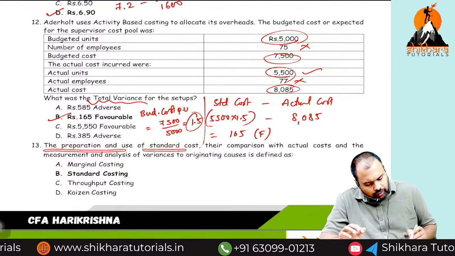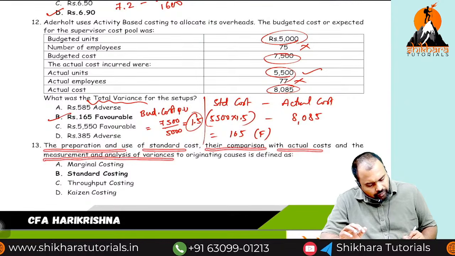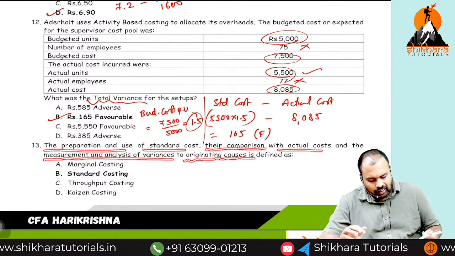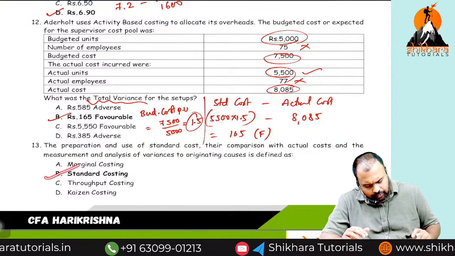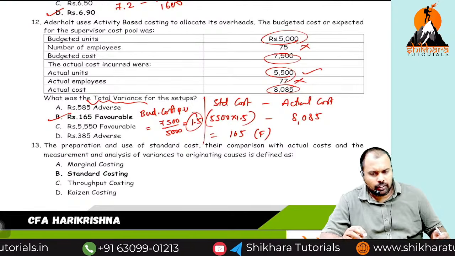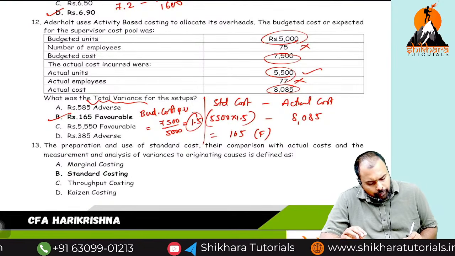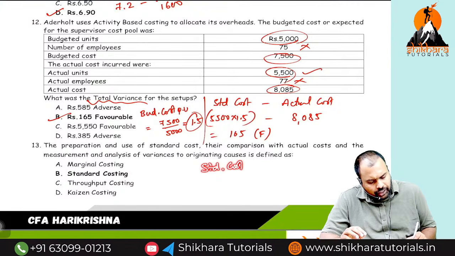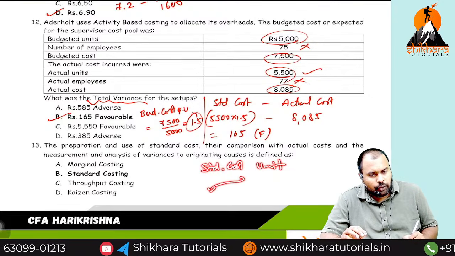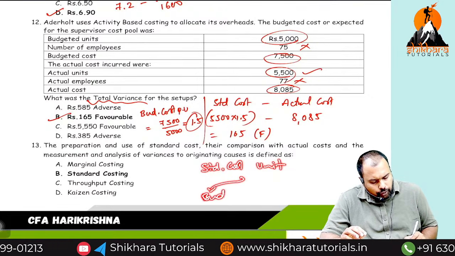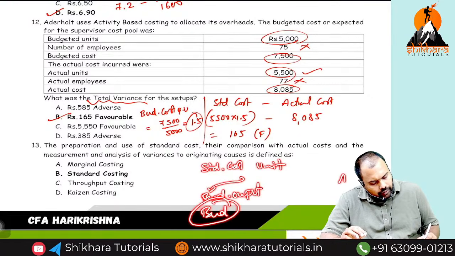The preparation and use of standard cost, their comparison with actual cost, and the measurement and analysis of variance to originating cost is defined as. That's what standard costs and comparisons with actuals, that is nothing but standard costing, right? That is the definition of standard costing. Clear? What do we do at the beginning of the period? We are going to prepare standard cost for every unit. For every unit, the same standard cost we are going to apply for budgeted output, and we are going to get budgets. At the end of the period, we are going to get actuals.